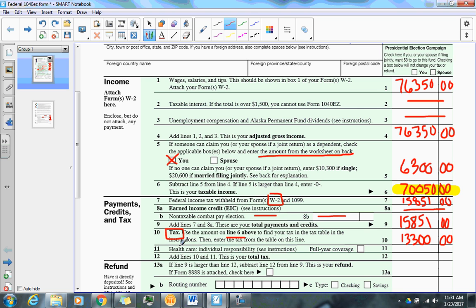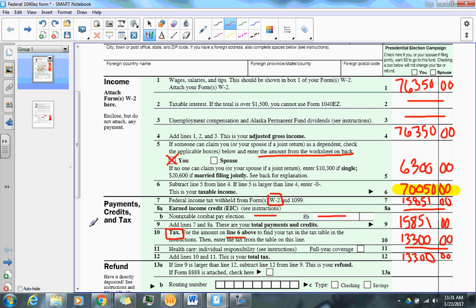All right, line 11, it says health, individual health care responsibility. We're going to skip that as well. It says add lines 10 and 11. So 10 and 11, that ends up being $13,300. Remember, I'm writing with my mouse here.